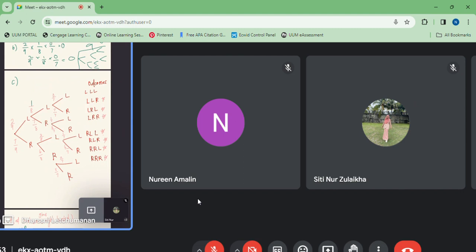So, simple. After that, you just write the outcomes. Left, left, left here. Left, left, right is here, and then left, right, left, you write like this. Left, right, right, like this. Right, left, like this, and then you just look at the branches, you will know already. Not that hard. Actually, this one is very simple.